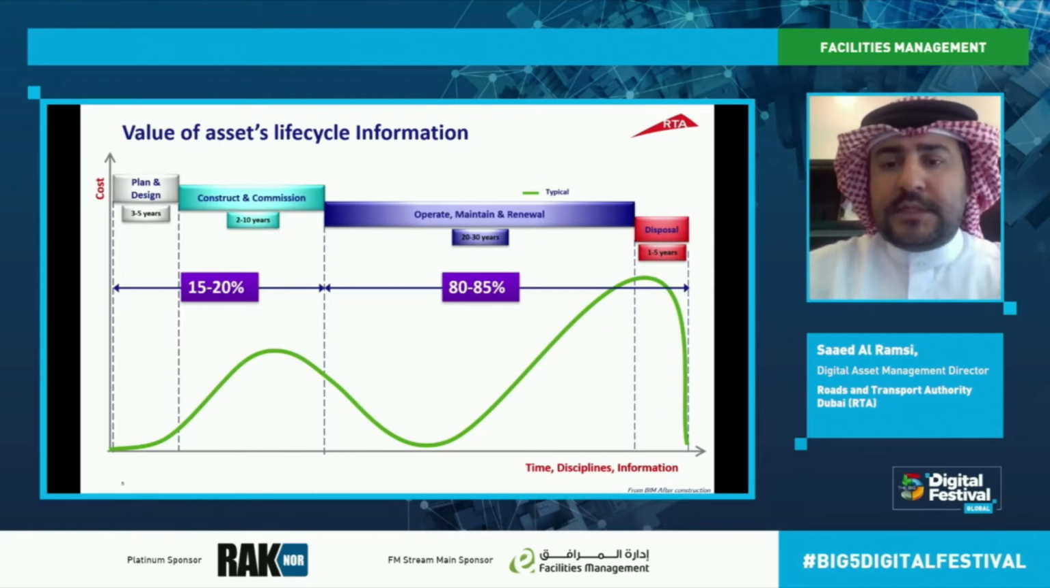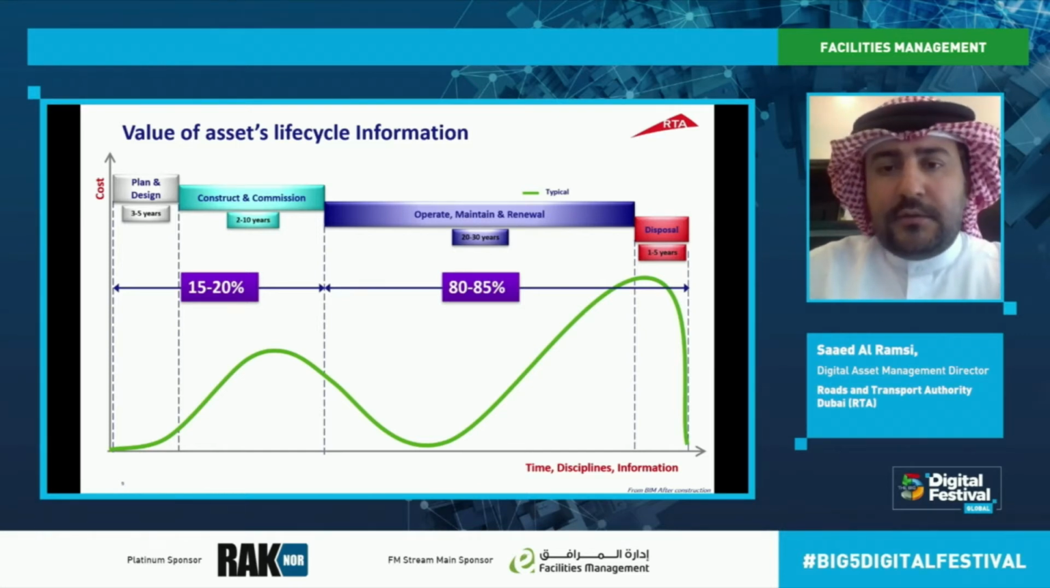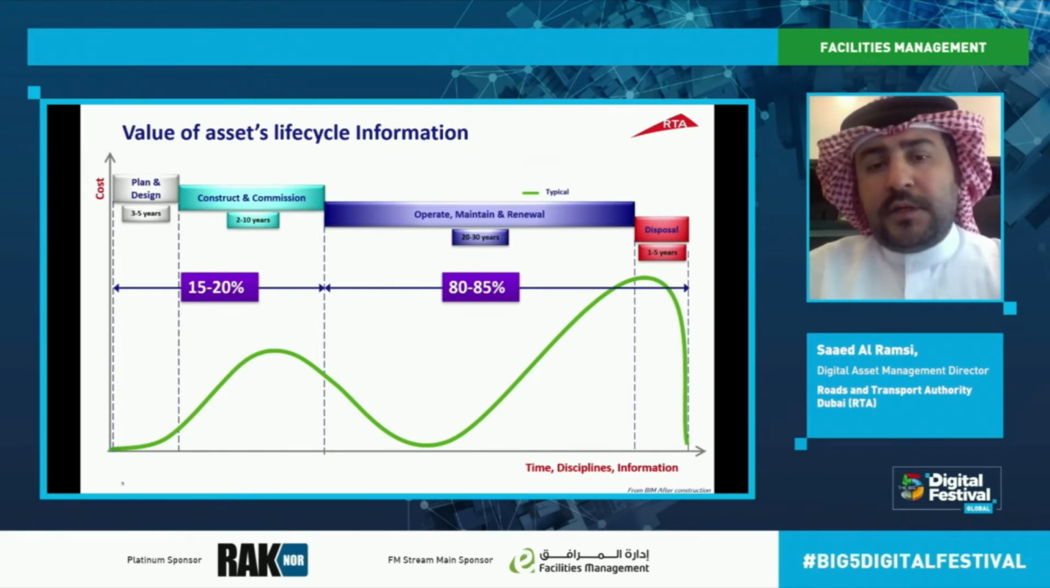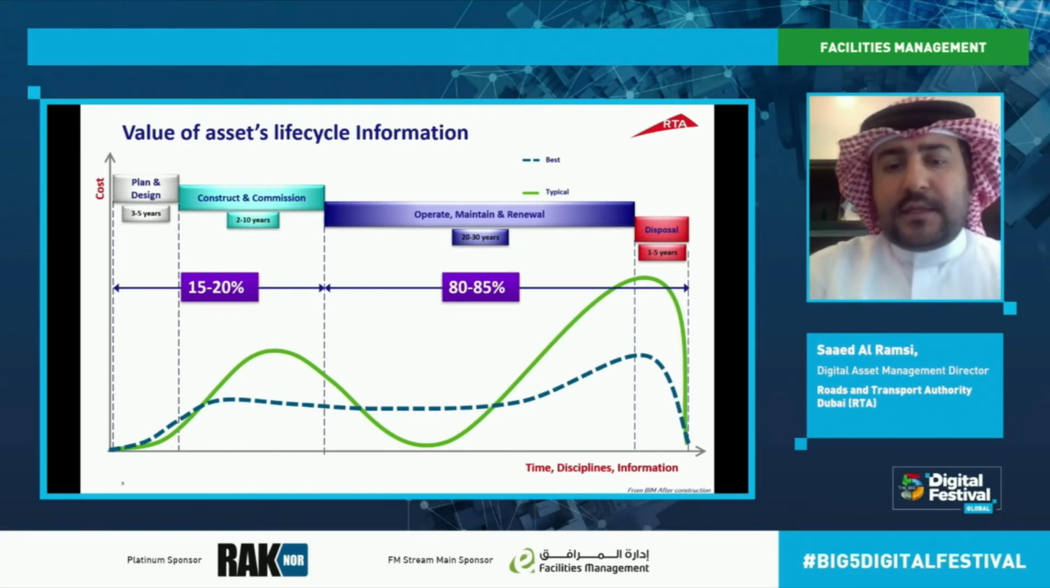Why? Because you want to decide whether you need to dispose of it, keep it, renew it, or spend more maintenance on it. For those decisions, you need to make sure, because it's a huge decision for a multi-million asset, that the information is correct. That's why you spend so much time on it. Now, this is the typical line. The best line is to be like this. This shows how it should be.